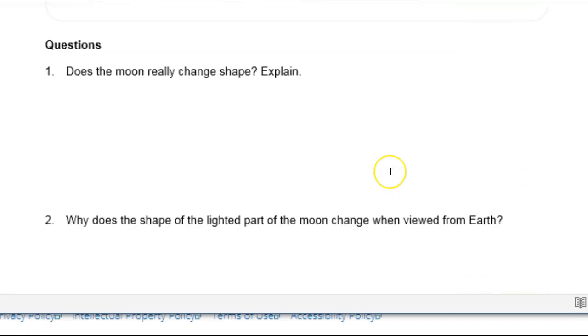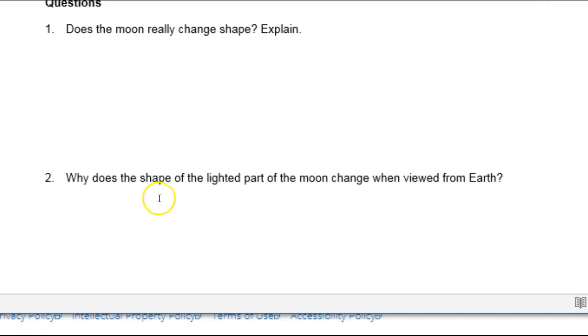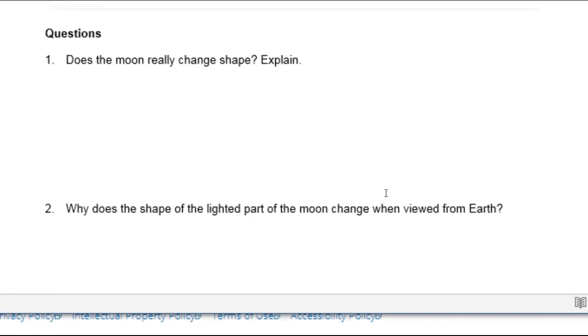Then for the second part, you're just going to have some questions to answer. Is the moon changing shape? Explain. So I want several sentences here explaining. Why does the shape of the lighted part of the moon change when viewed from Earth? So explain that to me. And those are the only 2 questions that you have to answer. So that's all for this teacher grade assignment.